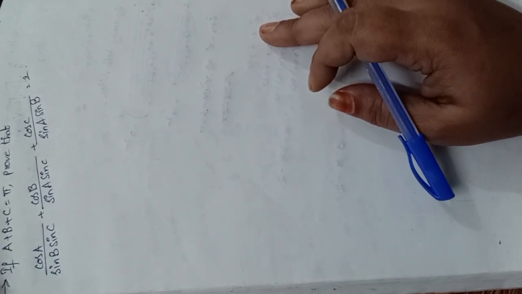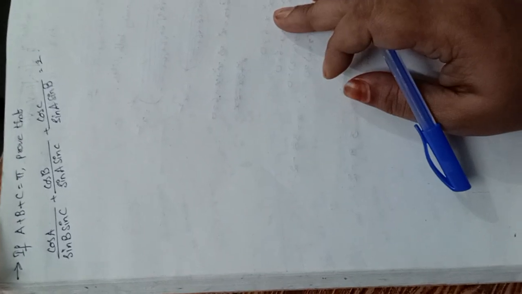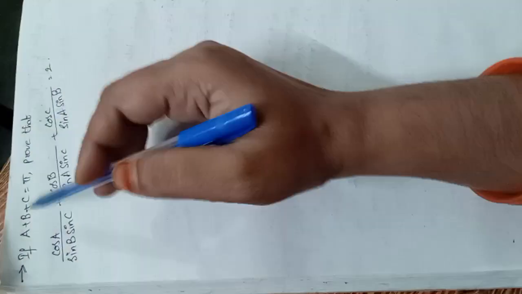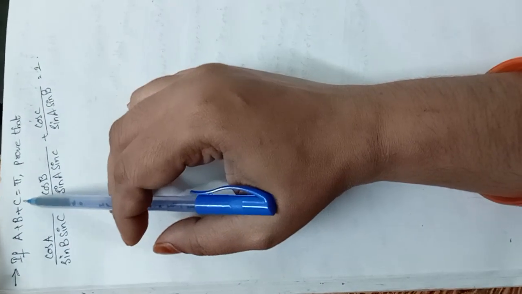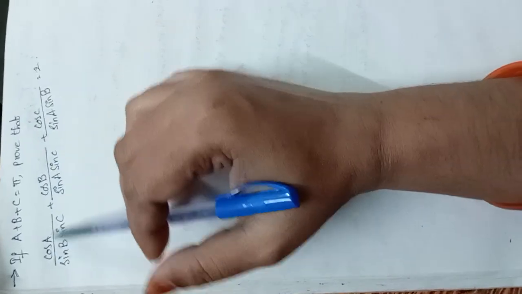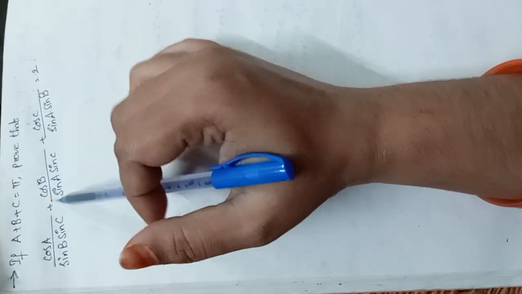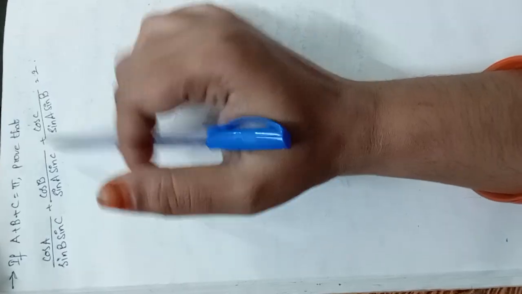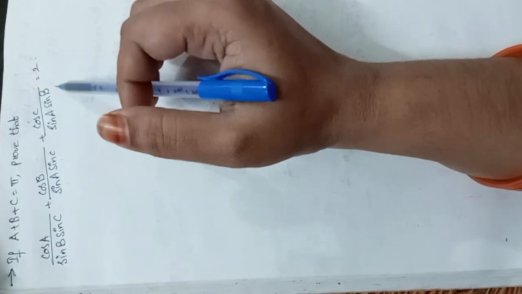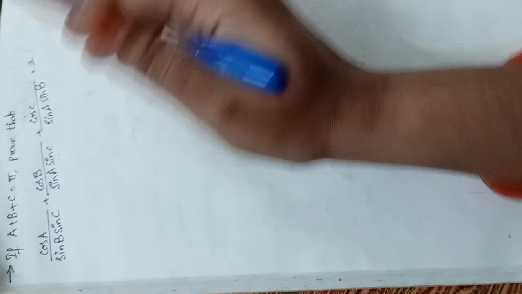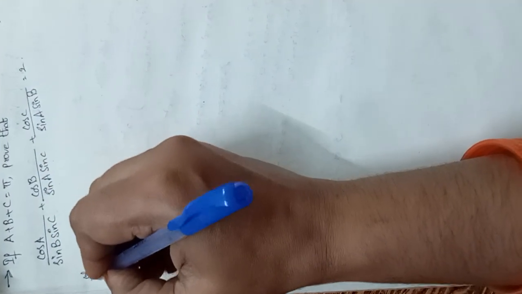In this video, I am going to solve a problem from trigonometric ratios and identities. And the question is, if A plus B plus C equals pi, prove that cos A by sin B sin C plus cos B by sin A sin C plus cos C by sin A sin B equals 2. This we have to prove. So let us see the proof for that.